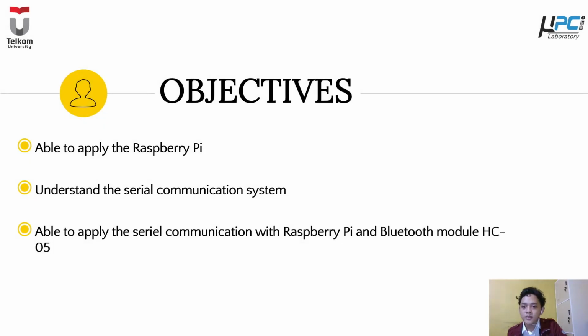Now let's check the objectives of this module. The first one is to be able to apply the Raspberry Pi. The second one is to understand the serial communication system. And the last one is to be able to apply serial communication with Raspberry Pi and the Bluetooth module HC05.